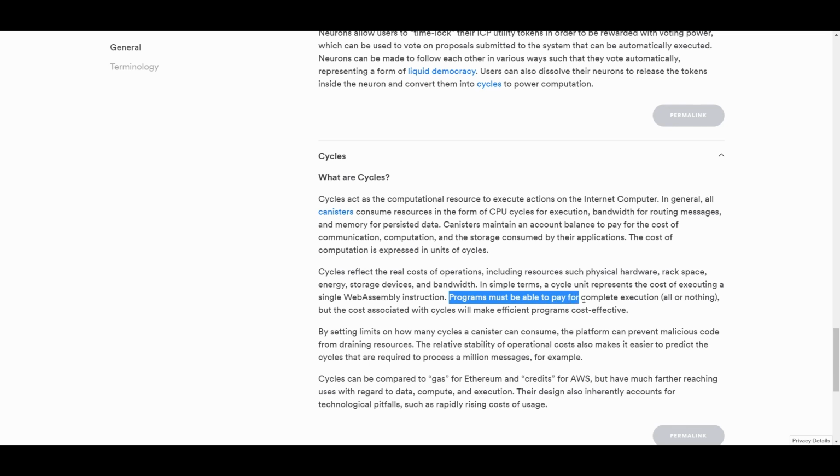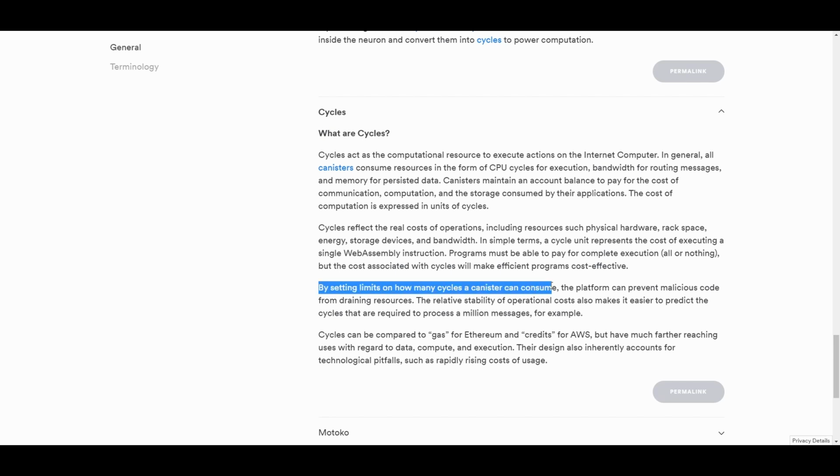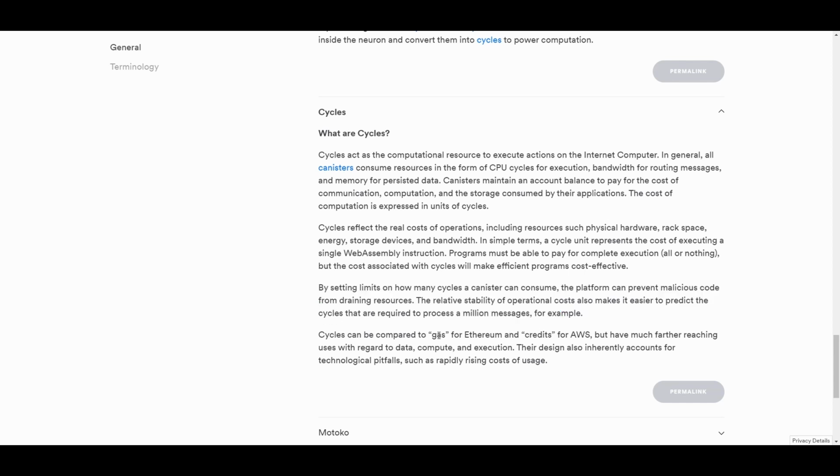Programs must be able to pay for complete execution, all or nothing, but the cost associated with cycles will make efficient programs cost-effective. By setting limits on how many cycles a canister can consume, the platform can prevent malicious code from draining resources. The relative stability of operational costs also makes it easier to predict the cycles that are required to process a million messages, for example.